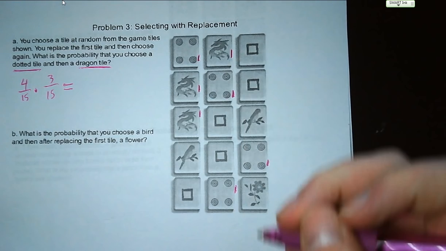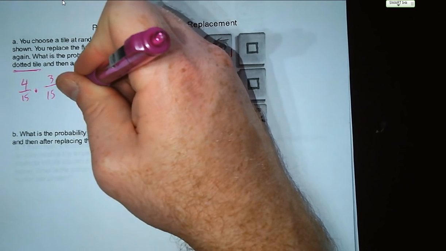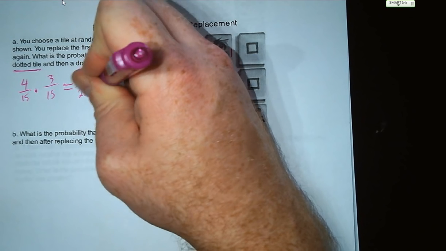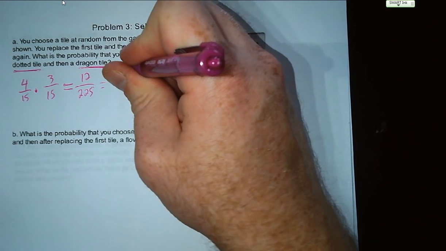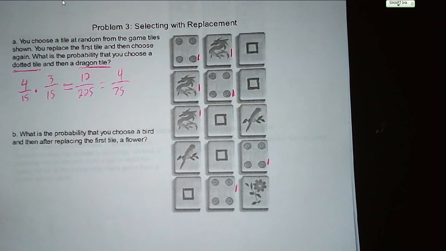Multiply them together. 4 times 3 is 12. 15 times 15 is 225. And that can reduce to 4 over 75. Okay. So the probability of getting that exact combination is 4 out of 75.